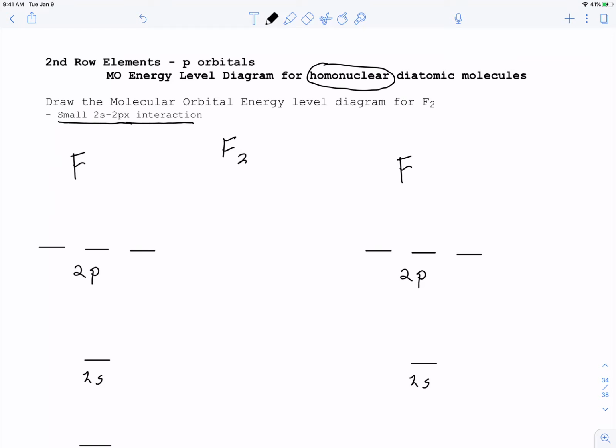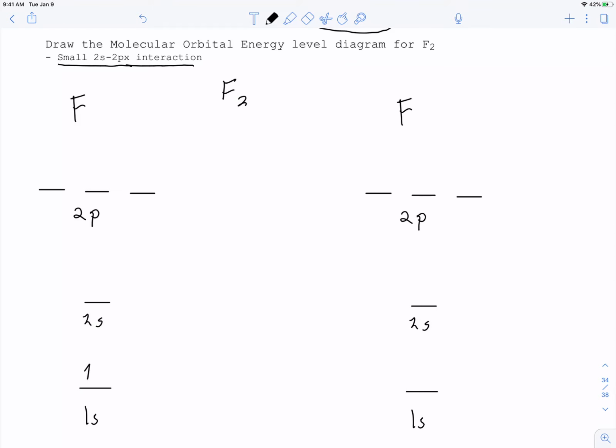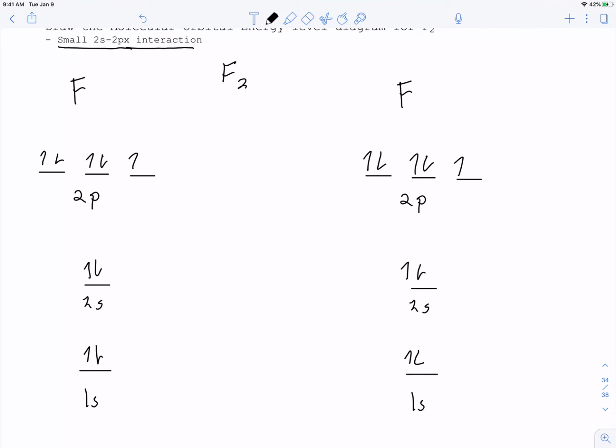So we're going to look at one of the elements that's on period 2 of the periodic table. So, you know, there's 1s and 2s, and you should know that there are 5 electrons on the p level of fluorine, both of them. Okay? So now how is the molecular orbital diagram going to look?